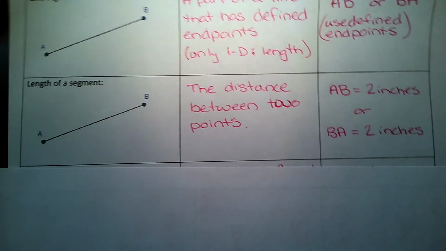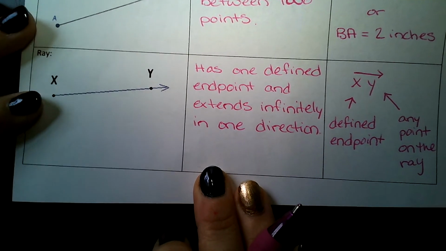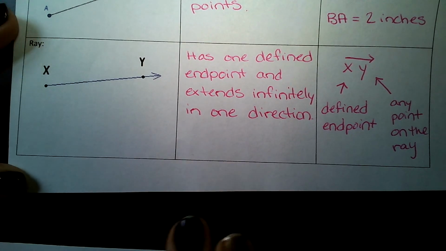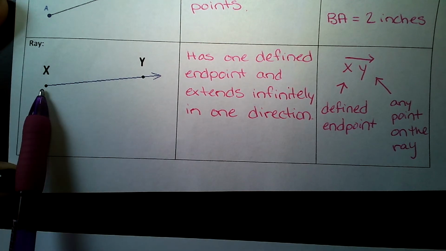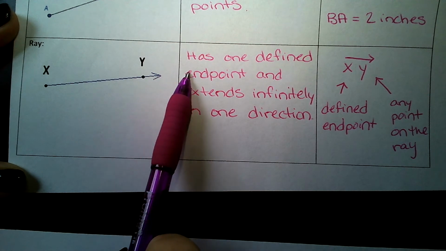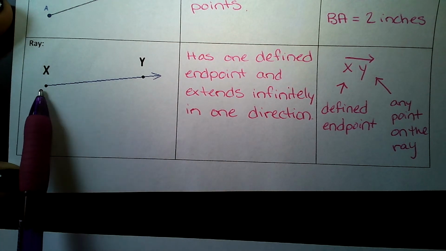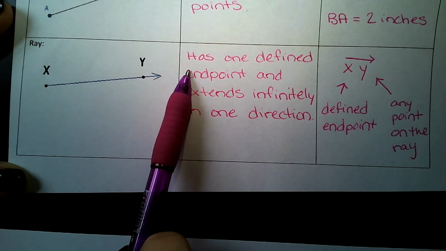Our next object here is a ray, our last one on the front of this page. A ray is sort of a line and sort of a line segment. It has one defined point, and then it continues in one direction infinitely. It has one defined endpoint and extends infinitely in one direction.